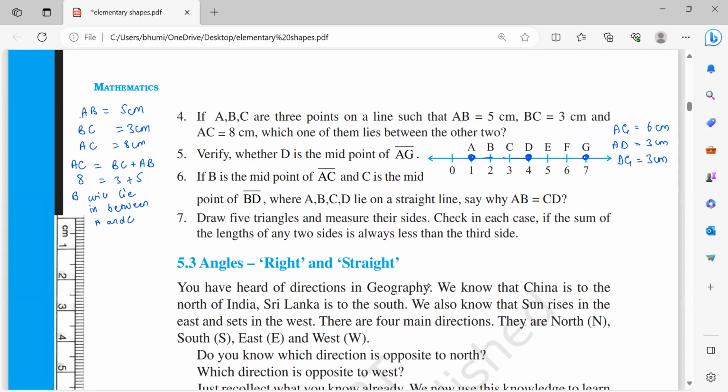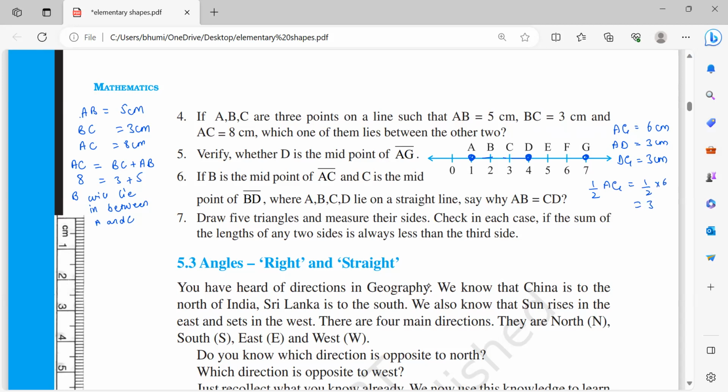That means D is the point lying in between these, because at the left of D and the right of D we have 3 and 3 centimeter of difference. Or we can just see that half of AG is half of 6, which is 3. So yes, D is the midpoint.